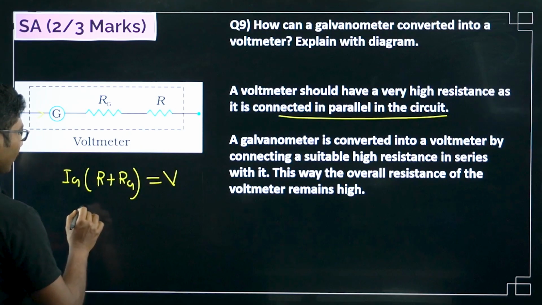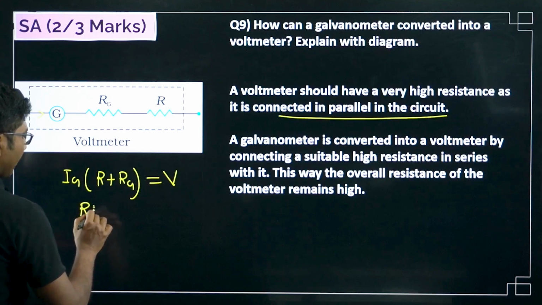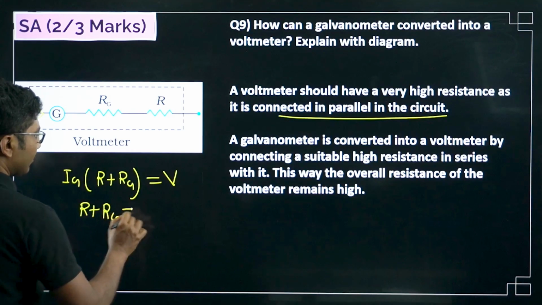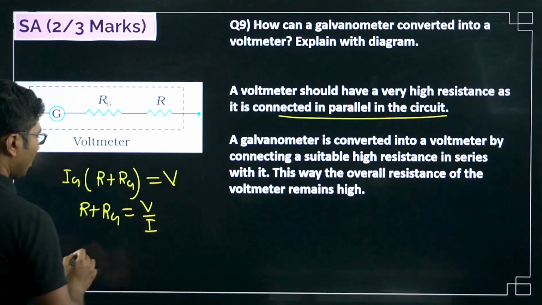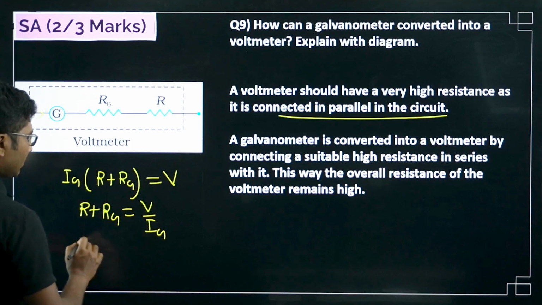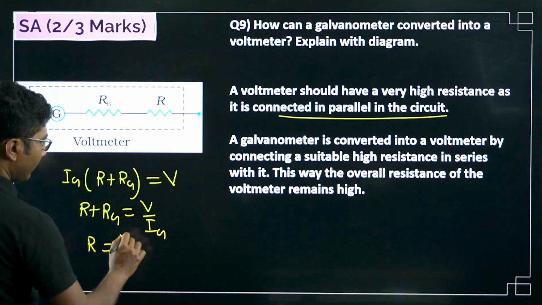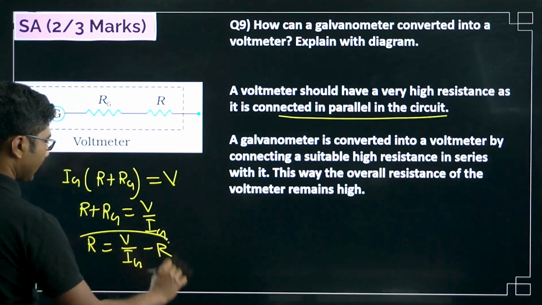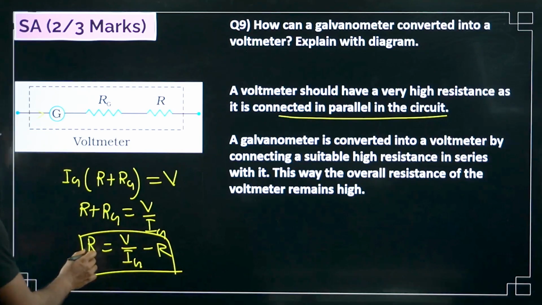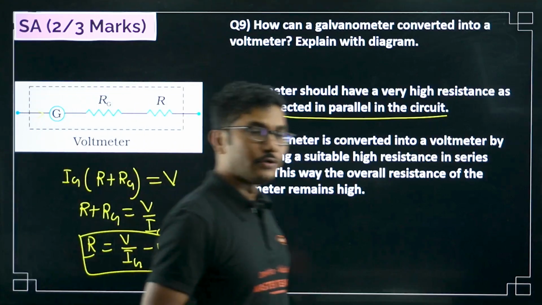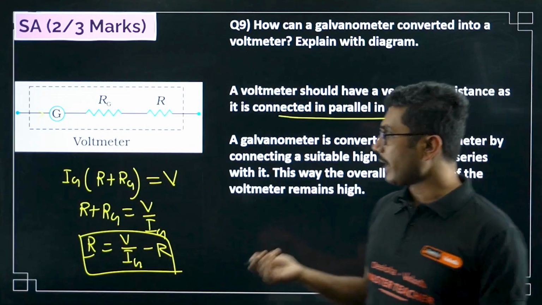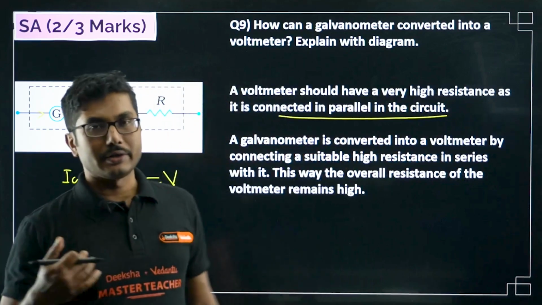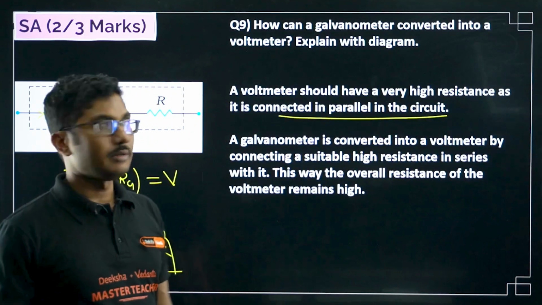So R plus Rg equals V by Ig, obviously. So R equals V by Ig minus Rg. This is the mathematical formula for the unknown resistance. If you write it, very good, it is optional, but if you write it, it is very good. There will be no chance for the teacher to deduct any marks.